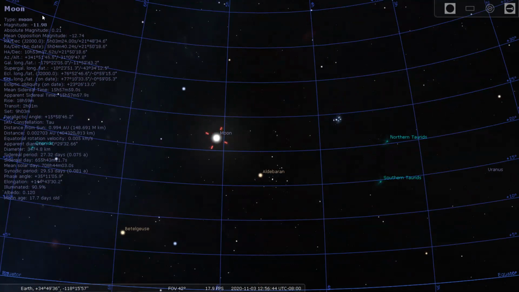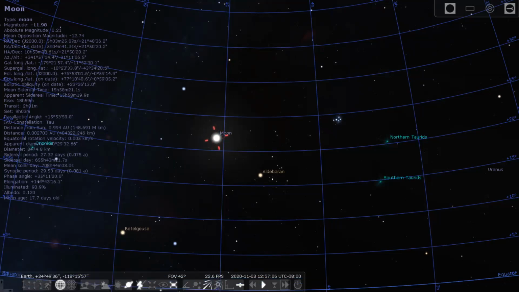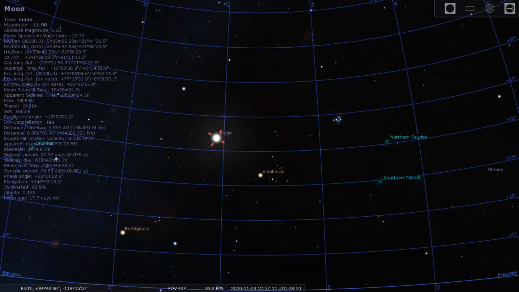And we can confirm that by going over here, and you'll be doing this in the lab for the sun. RA/dec, that's right ascension, which is a lot like longitude on the celestial sphere, and dec, which is declination. Notice there's two rows that say RA/dec. Go with the one that says on date. So Stellarium is telling us that on November 3rd here at around 12:57, the declination of the moon is about 21 degrees and 50 minutes.